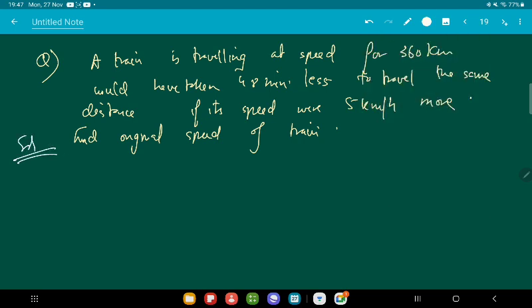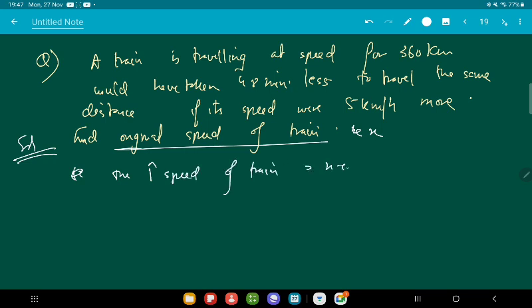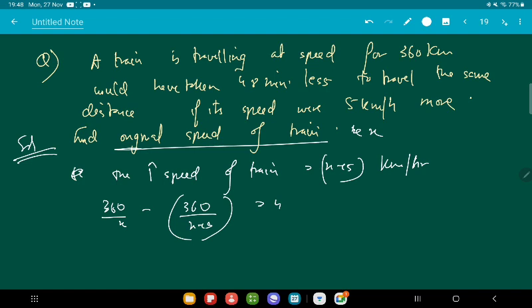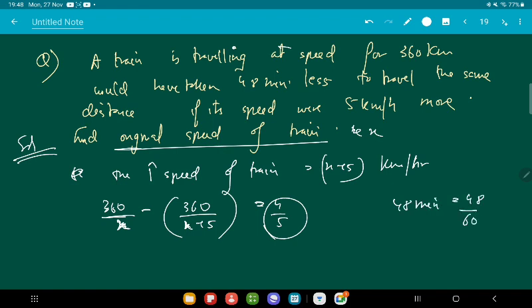So how would you like to solve? Let the original speed of the train be x. Then the increased speed of the train will be x plus 5 kilometers per hour. The distance they have given is 360. 360 by x plus 5. Now you will ask how this 4 by 5 has come. See, 48 minutes they have given. So 48 by 60, when you resolve, gives 4 by 5 hour. That is why I have written 4 by 5 in terms of hours.